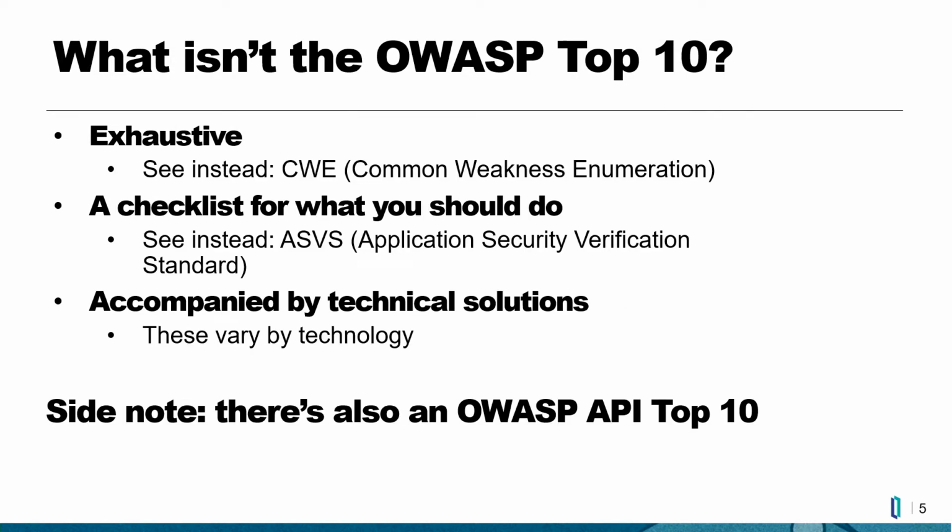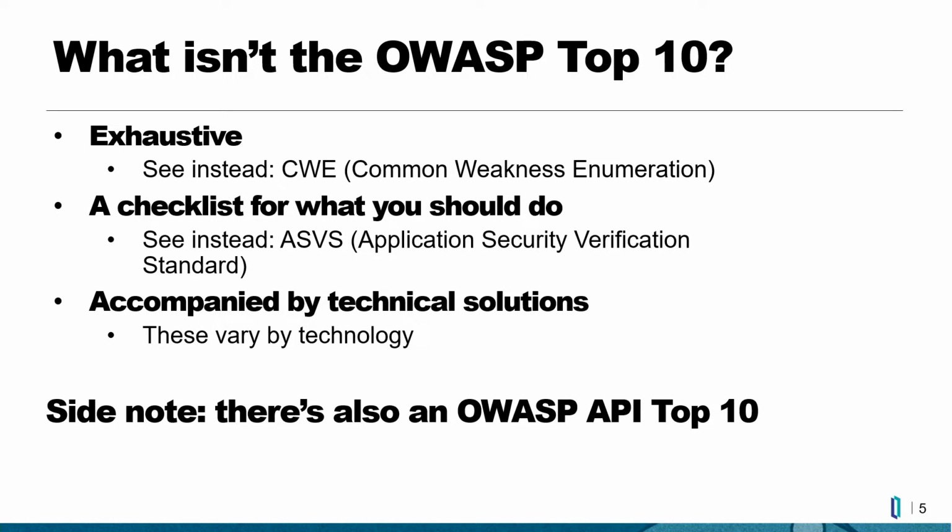So this list is not really exhaustive. It's not a list of everything that might possibly go wrong in one of your applications. The common weakness enumeration, or CWE, is that. It's also not a checklist for what you should do in your application. There are a few of those out there. One from OWASP is the Application Security Verification Standard. And it's not really accompanied by technical solutions because these vary by technology, but we are going to get into some of those for IRIS today.